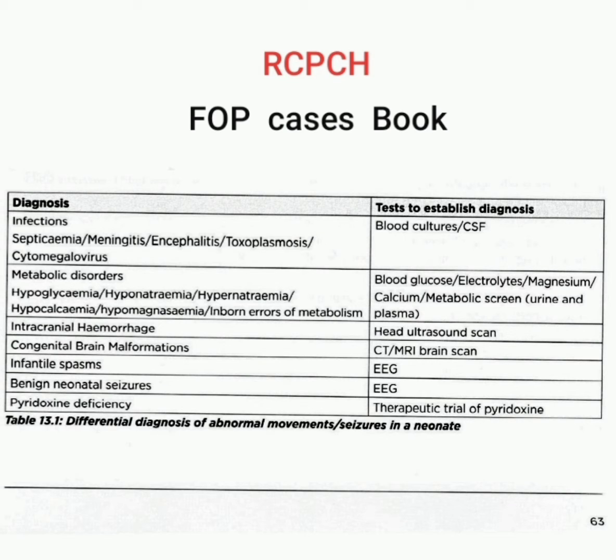Next diagnosis is metabolic disorders. And the disorders are hypoglycemia, hyponatremia, hypernatremia, hypocalcemia, hypomagnesemia and inborn errors of metabolism. And the tests to establish these metabolic disorder diagnosis are blood glucose, electrolytes, magnesium, calcium, metabolic screen, urine and plasma.